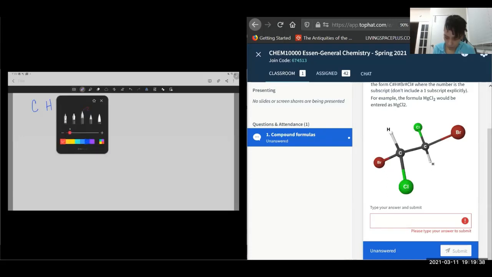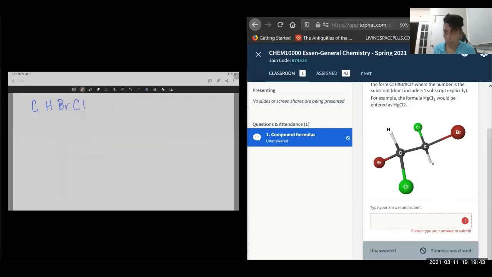All right. Based on the image that we see, there are 2 carbons, 2 hydrogens, 2 bromines and 2 chlorine atoms. So your formula should be C2H2Br2Cl2. Okay. Let's see.